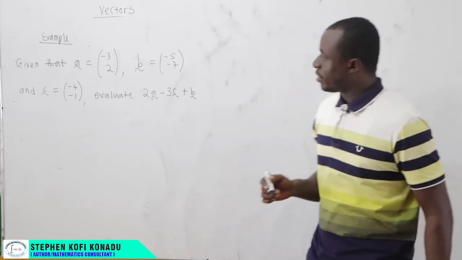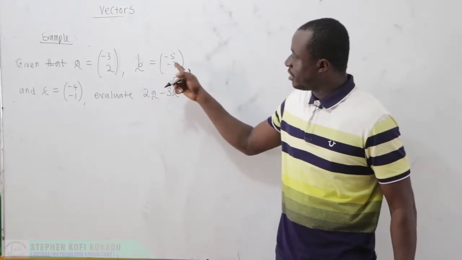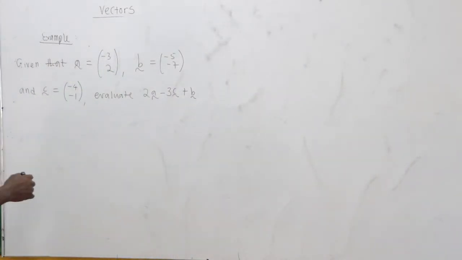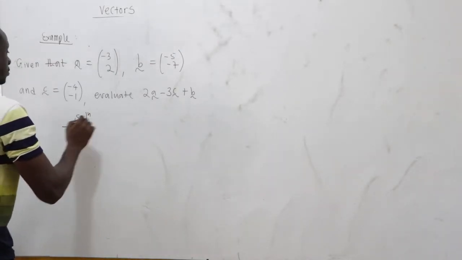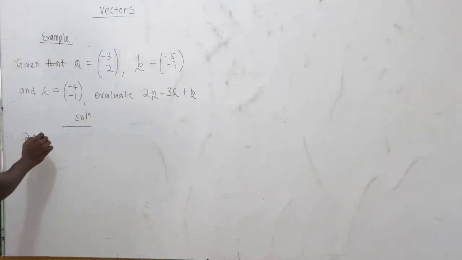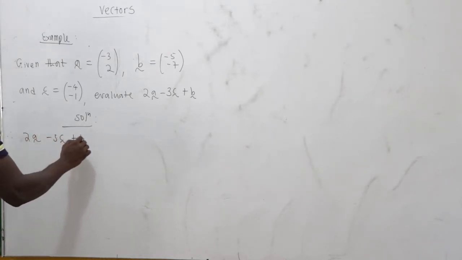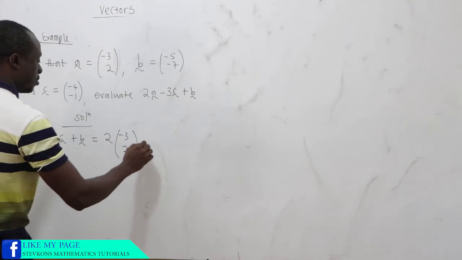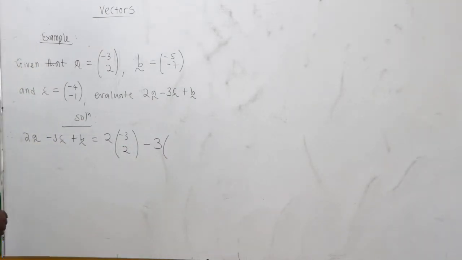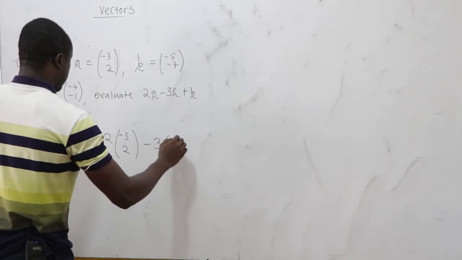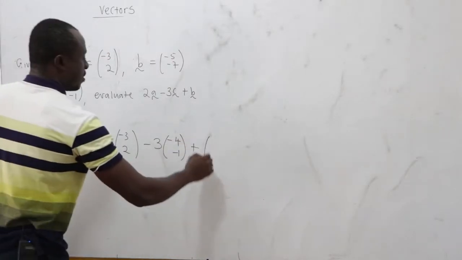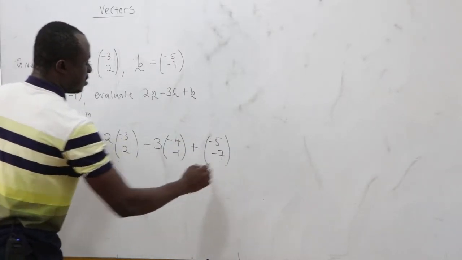Now let's consider this example. Given that vector a is (-3, 2), vector b is (-5, -7), and vector c is (-4, -1). We should evaluate 2a minus 3c plus vector b. So with this, now we have 2a minus 3c plus b. So 2, what is vector a? That is (-3, 2). What is vector c? This is (-4, -1). And then plus the vector b, which is (-5, -7).